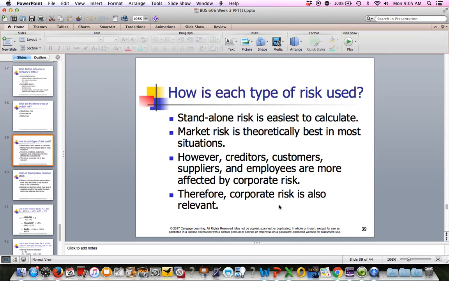Market risk is how will the market look at your company? As you take on new projects, and as they hopefully work or unfortunately don't work out, how will that turn out? It says creditors, customers, suppliers, and employees are more affected by corporate risk. So that's one we really look at, which is just the risk of that company itself in the industry that it's in. And I mentioned many examples of some companies just have more inherent risk because of what they do than others.